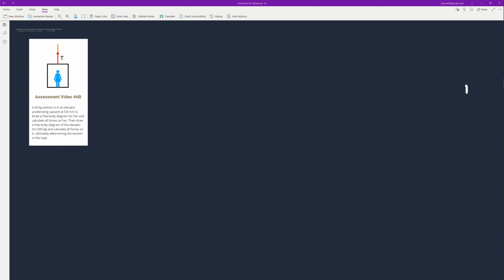So to start this problem off, we can begin by writing everything that we know. We have the mass of the woman is equal to 60 kilograms. We have an acceleration upwards of 0.8 meters per second squared. And we have the mass of the elevator is equal to 200 kilograms. So the problem wants us to draw a free body diagram and calculate the forces of each object. We can go ahead and start with the woman.